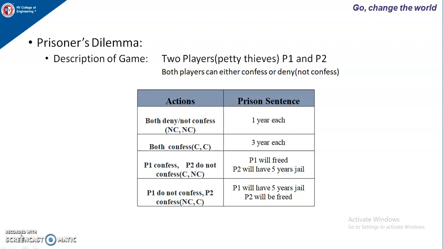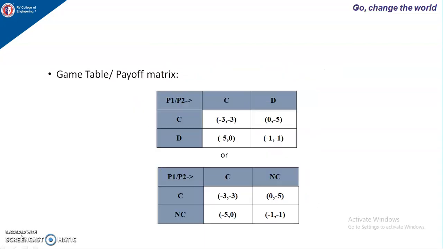But if both of them confess that they have done the crime, then they will be put into jail for 3 years. If one confesses and the other does not confess, then the one who confesses will be free and the other will be kept in jail for 5 years. So the game table or payoff matrix of the Prisoner's Dilemma game will be: when both of them confess, both of them will get a prison sentence of 3 years.